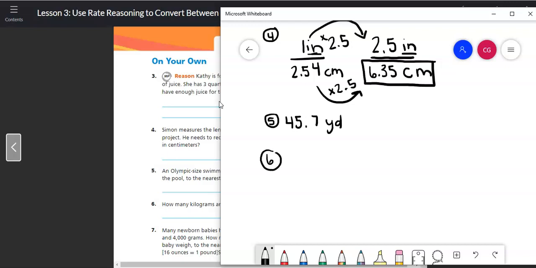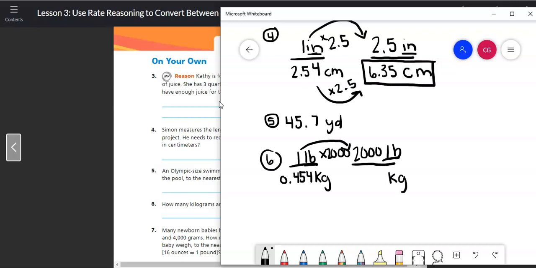Number 6. How many kilograms are in 1 ton or 2,000 pounds? I know that 1 pound is 0.454 kilograms, and I got that from my chart on page 194. And let's see, I'm going to put my 2,000 pounds on top because my pounds match up. To get from 1 to 2,000, I have to multiply by 2,000.